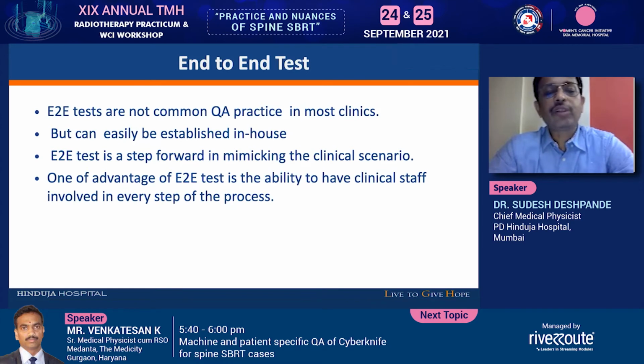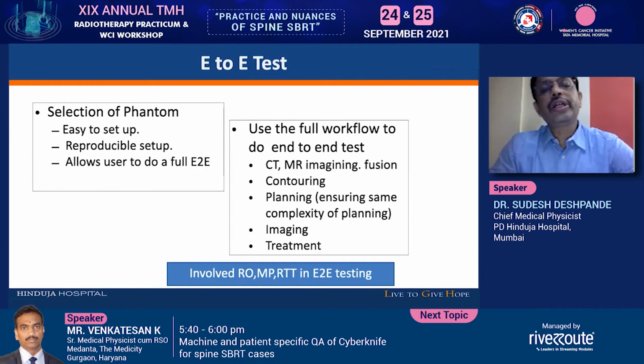One of the advantages of the E2E test is the ability to have a clinical step involved in every step of the process. So in the E2E test, we can involve the radiation oncologist for marking the contours, and we can even involve the RTT to treat the phantom on the table, so that on the day of the first treatment, they will not see any surprises, and they will already know what the process is.